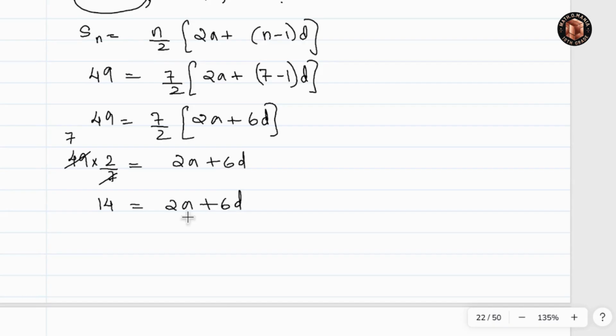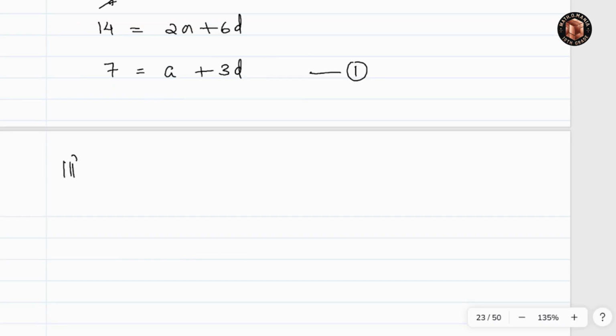Now I can divide the entire equation by 2. On dividing 14 by 2, I will get 7. On dividing 2a by 2, I will get a. And 6d when divided by 2, I will get 3d. Let me give this as equation number 1. Similarly, we can do it for S17.